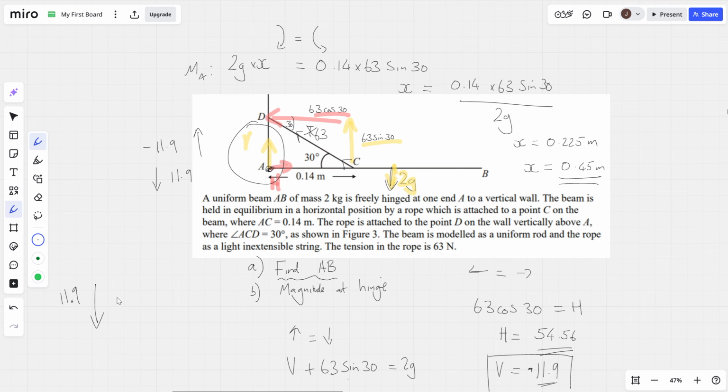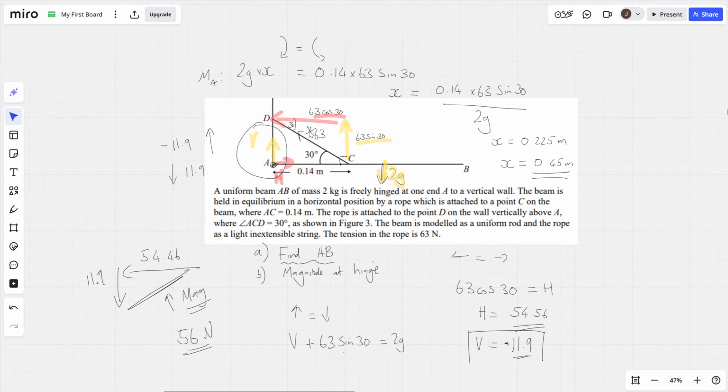I'm just noticing it, because it could be that a question asked you about an angle or said, is it going above or below or something? So I need to know that's going down. So it's 11.9 down, and it's 54.56 to the left. Okay. If you find the magnitude here using Pythagoras, you should get 56 newtons is what I've got written down. Okay, so the magnitude is 56 newtons.